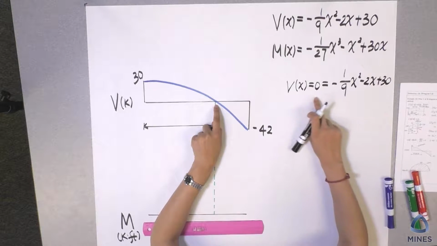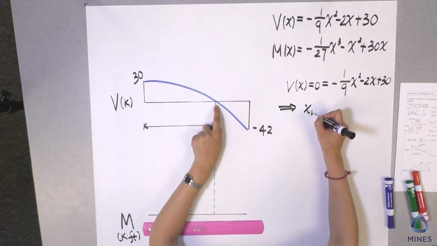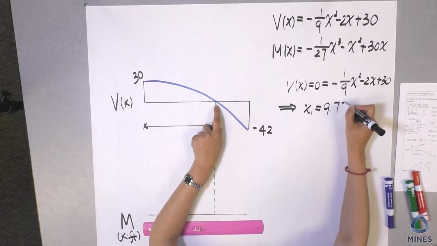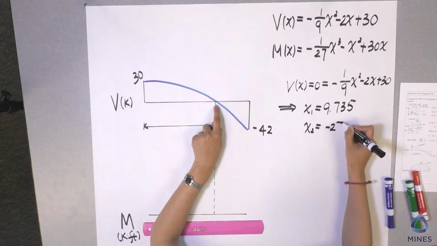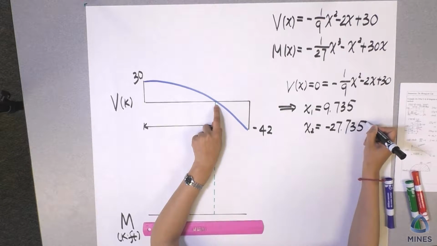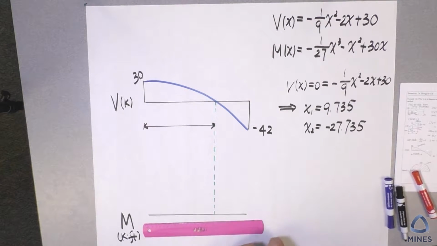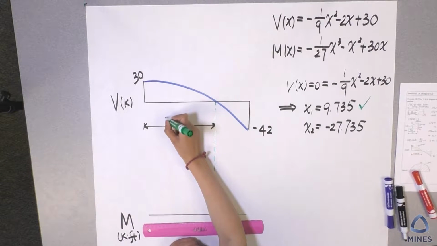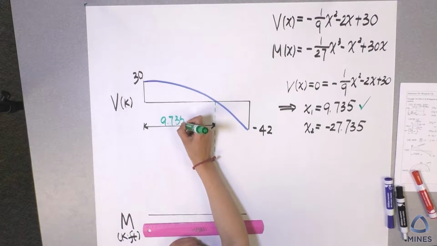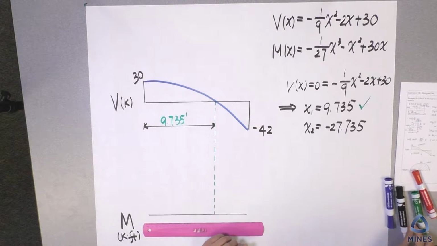So now let's take a look at this equation. Can we solve for x from this quadratic equation? Yes, we can. So we have x1 and x2. Which one will be our reasonable answer? Can we choose negative 27? No, that's not reasonable. So we are going to pick the answer 9.735 feet. We know exactly where we have shear equal to 0.